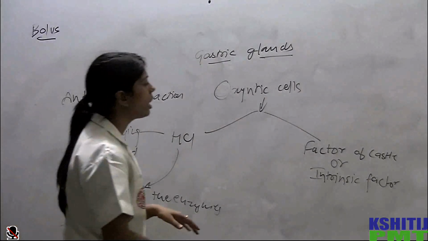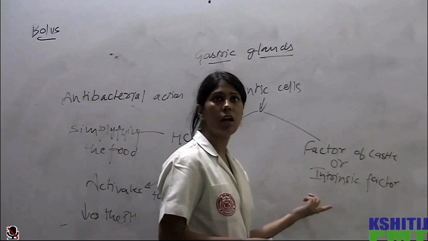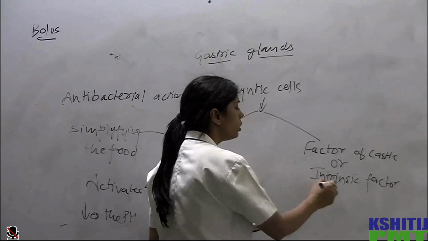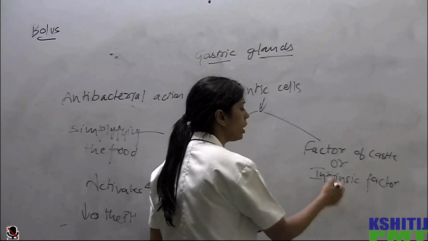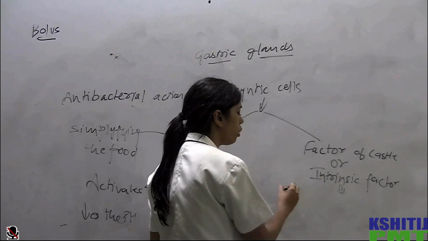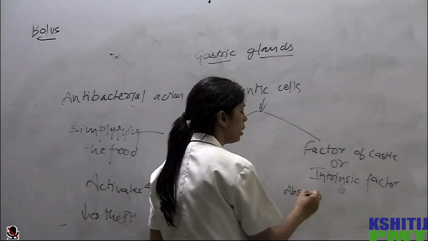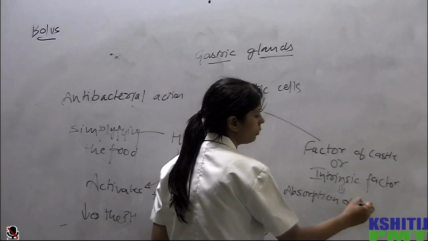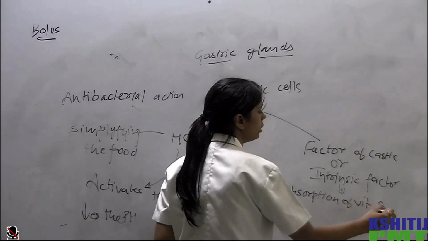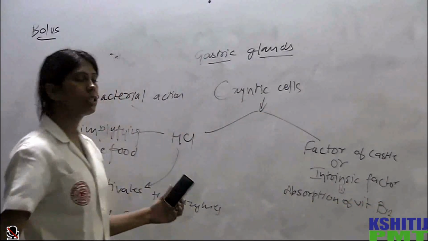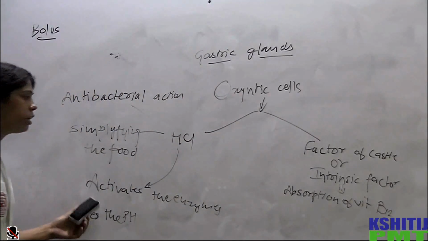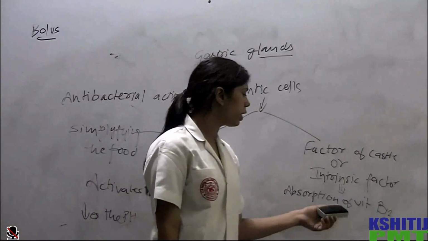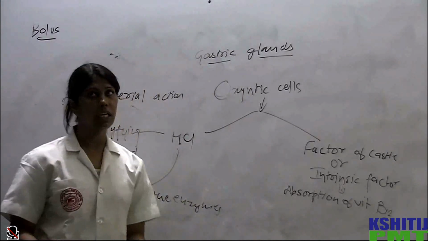After that we have factor of Kshitij. This factor of Kshitij helps in absorption of vitamin B12. Now we discuss these two functions: activation of enzyme, and the second function, absorption of B12.